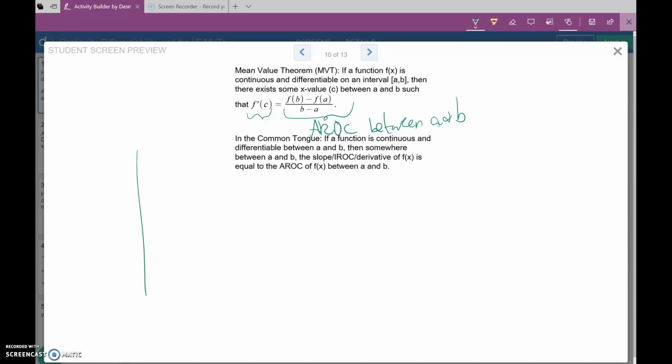So let's draw an example. Let's say I've got a function that looks like this. And this is a, and this point is b. Okay, so remember, AROC is the slope of the secant line that connects two points on a function. So the AROC is the slope of this line.